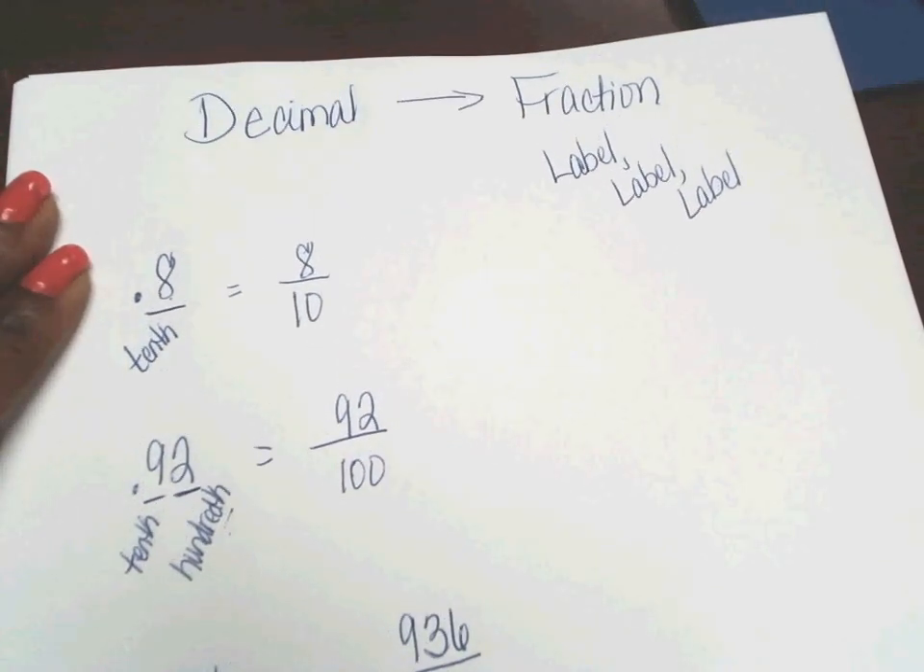So when writing a decimal to a fraction, label, label, label. Decimal to a fraction, you have to label, label, label.